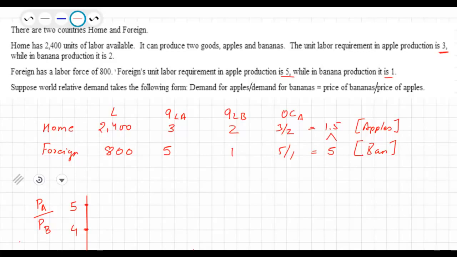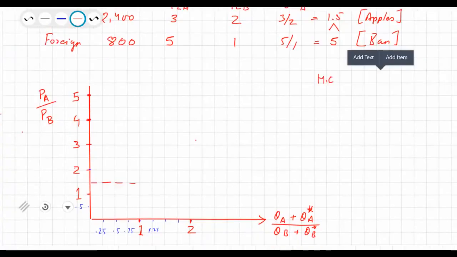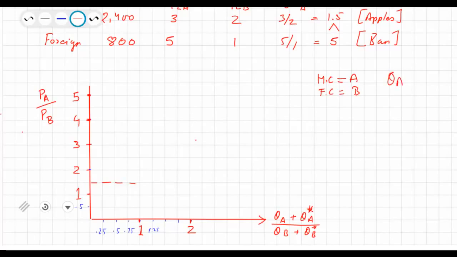Let's try to figure out what the world supply function would look like. For the home country, the opportunity cost of apples is 1.5. At some point here, you would have the home country specializing in the production of apples and the foreign country specializing in the production of bananas, right? So you would have quantity of apples over quantity of bananas in the foreign sector.